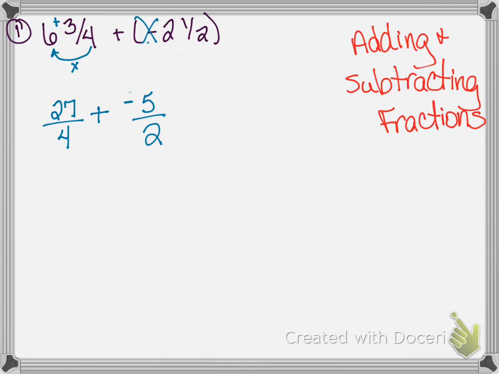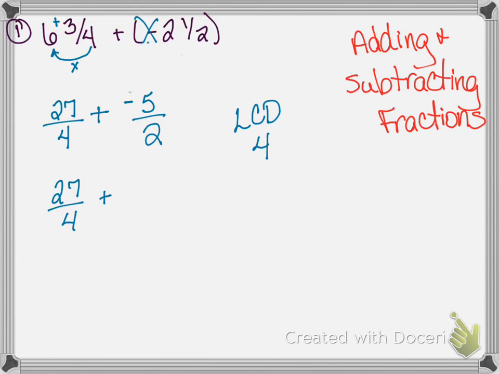Okay? But here I've got 27 over 4 plus negative 5 over 2. I do need a common denominator here. My denominators are 4 and 2. So my common denominator, or my LCD, is going to be 4. The reason it's going to be 4 is because 4 goes into 4 and 2 goes into 4. So for my first one, I leave it exactly the same because it's already in terms of 4. So I don't need to change it.